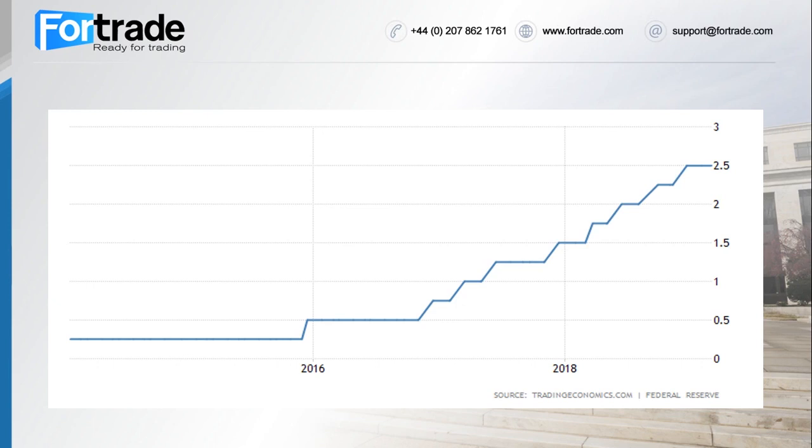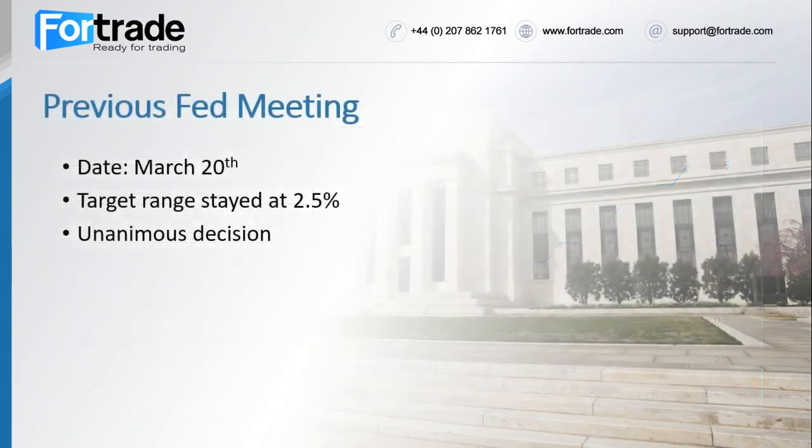But as the US and global economy has strengthened in recent years, you can see how over the past 2 years, rates have increased to today's rate at the end of the graph. That's 2.5%. So the previous Federal Open Market Committee, or FOMC, meeting took place on March the 20th. The interest rate was kept at 2.5% in line with analysts' expectations. The previous interest rate hike of 0.25% took place in December last year.